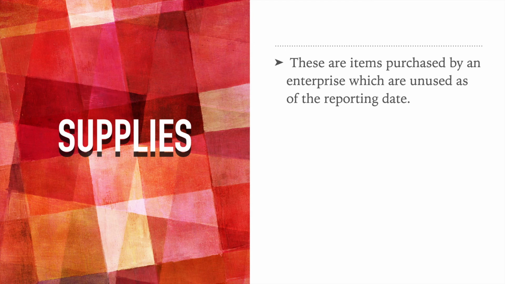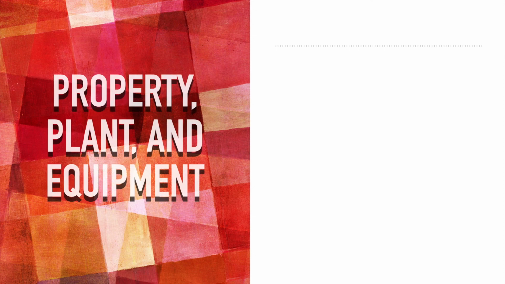Dito naman, we have the supplies. These are items purchased by an enterprise which are unused as of the reporting date. So, the difference between merchandise inventories and supplies, ito yung supplies naman, ito yung mga gamit natin na we don't have the intention na ibenta. Pero ginagamit natin siya para mag-operate yung business natin. So, let's say we have sari-sari store. We can classify yung notebook natin, yung ballpen natin, yung calculator natin, yung gunting na ginagamit natin sa pagtitinda na supplies. And then, yung mga binibenta naman natin, pwede natin sabihin na sila yung merchandise inventories.